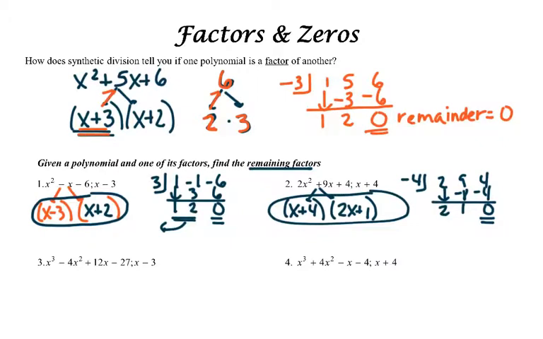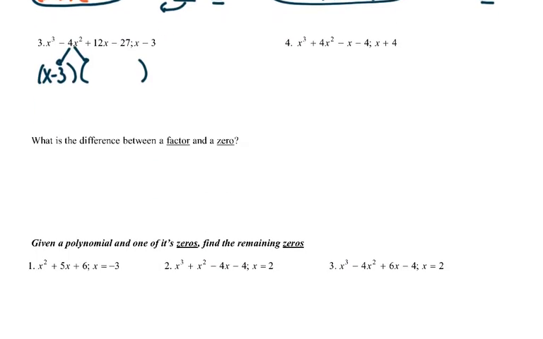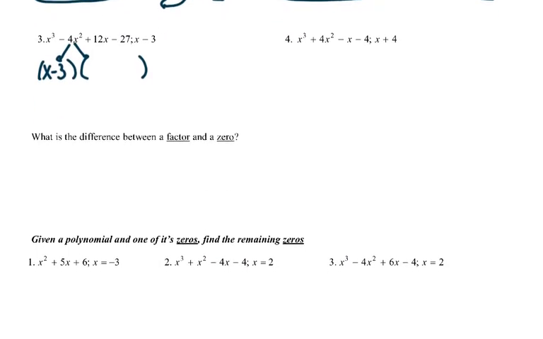Now it's easy when it's quadratic, but it's going to get more complicated and the synthetic division more necessary when it's a cubic polynomial. So the next one, x minus 3 is my given factor. I don't really know that answer ahead of time, right? I have to do synthetic division. 1, negative 4, 12, negative 27. Drop the first number down, multiply, add.